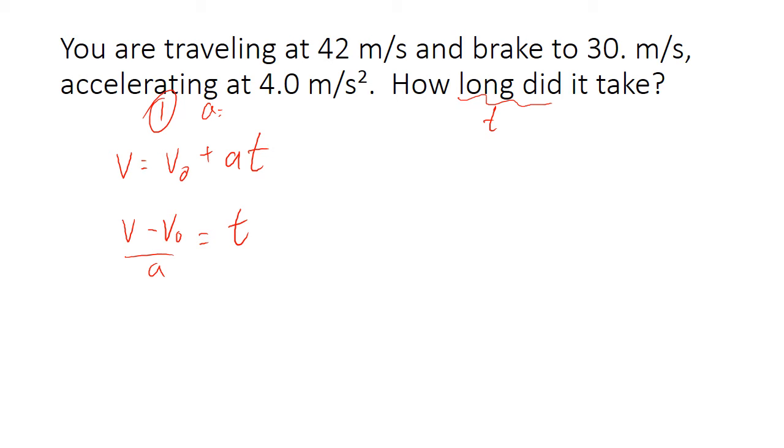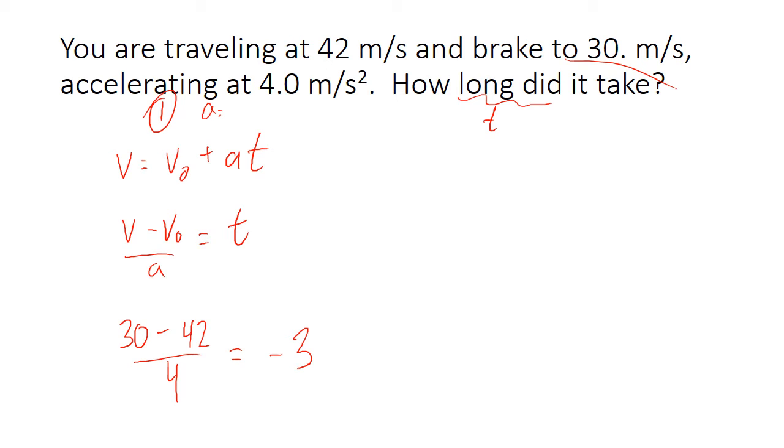All right, now I can just plug stuff in. So I'm going to have v, my final velocity is 30, right? Because remember, your ending minus initial velocity, 42, divided by 4. You can type that into a calculator, or you can just get, whoops, -3, but you can't have a negative time. Now here's the deal.